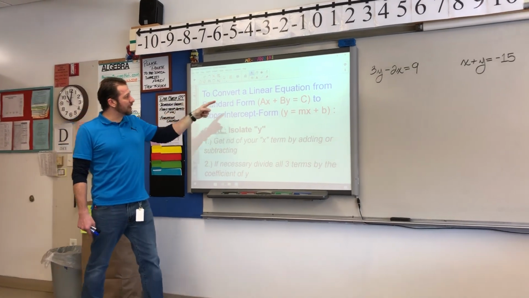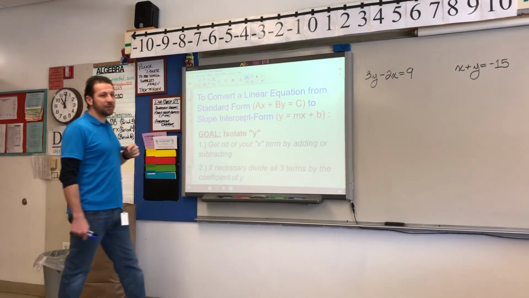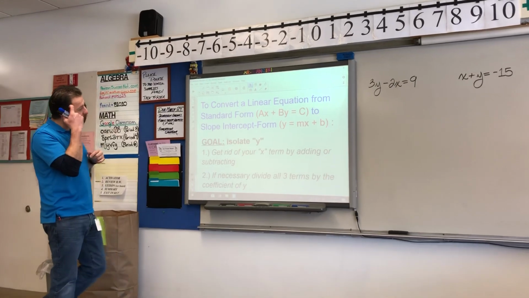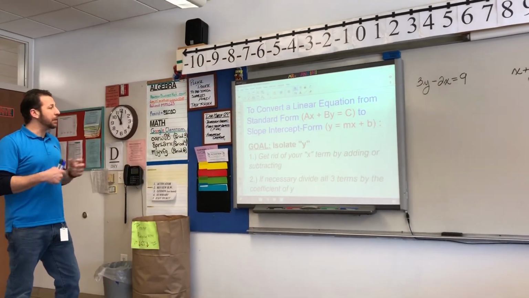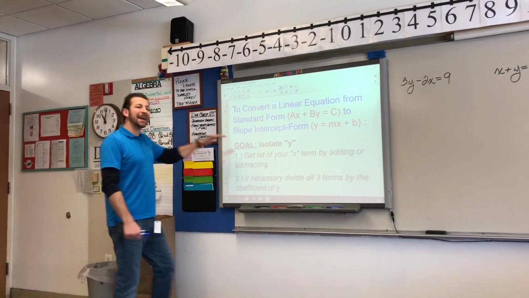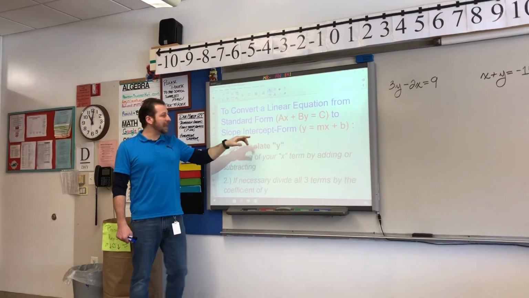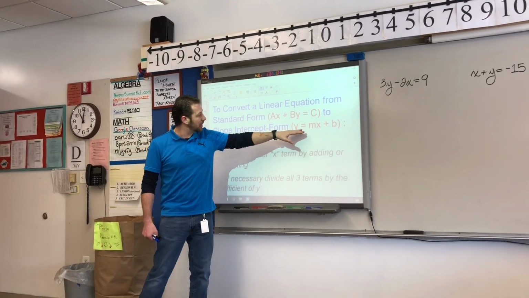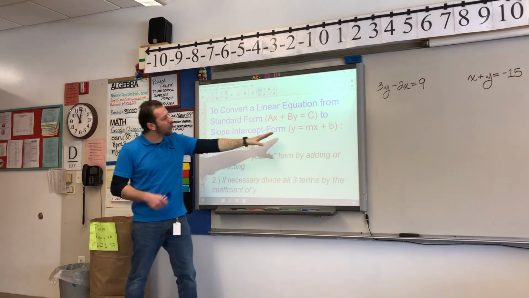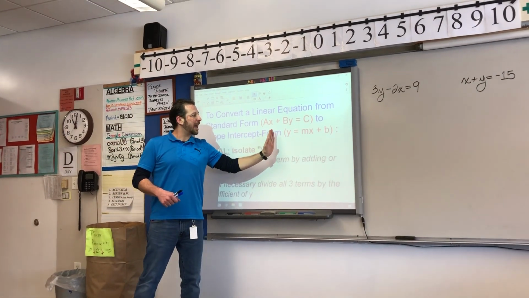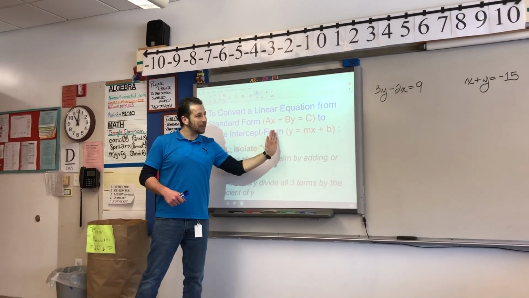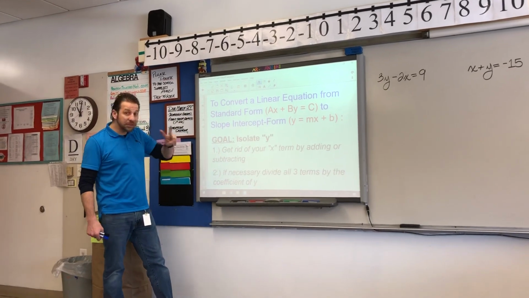So we're looking at converting a linear equation from standard form, which is ax plus by equals c, to slope-intercept form, y equals mx plus b. Our goal is to isolate y. To isolate means to get by itself. As we look over here, we see in slope-intercept form, y is on its side next to the equal sign all by itself. Okay? 2 steps.